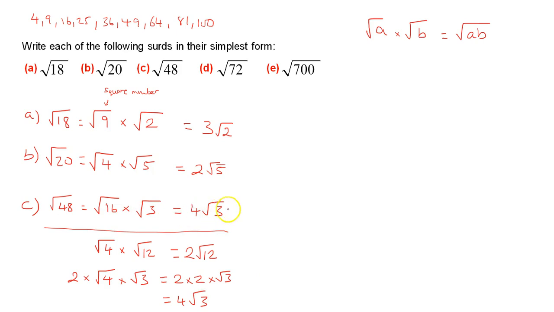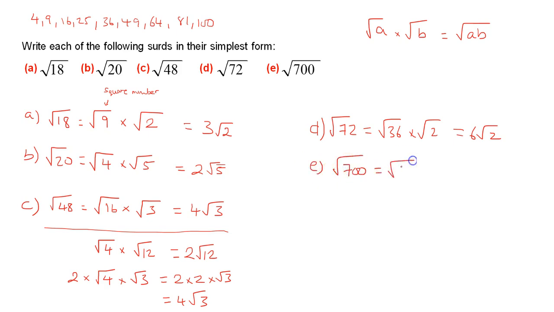So you can do it in one step by looking for the largest square number, or you can do it in multiple steps and just do repeated simplifications. Either way will get you the same answer, so it doesn't really matter which way you do it. So for D, then we've got root 72, so root 72 is root 36 times root 2, so 6 root 2. And then finally for E, we've got root 700, which is root 100 times root 7, so 10 root 7. So that's simplifying surds.